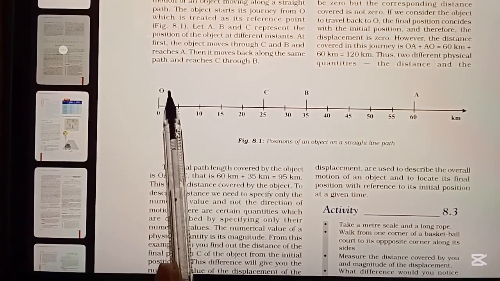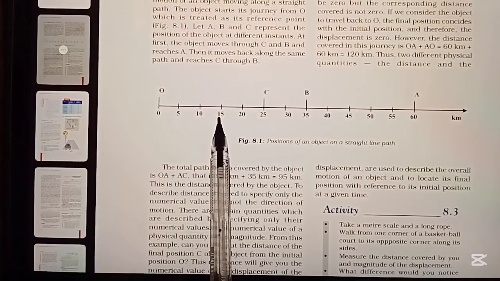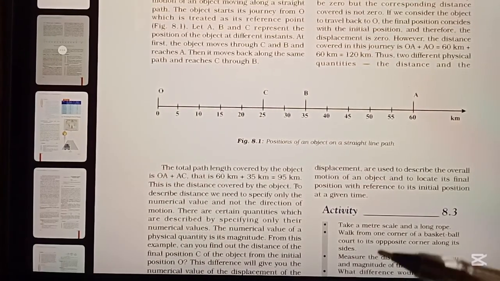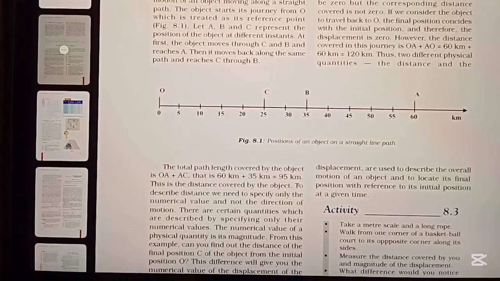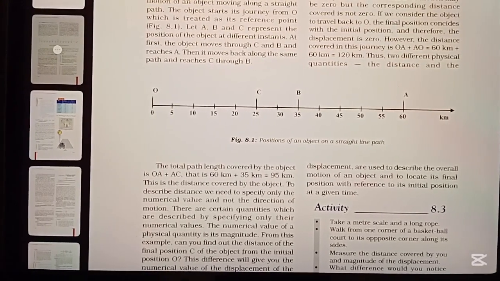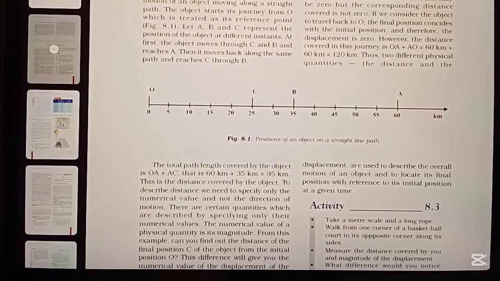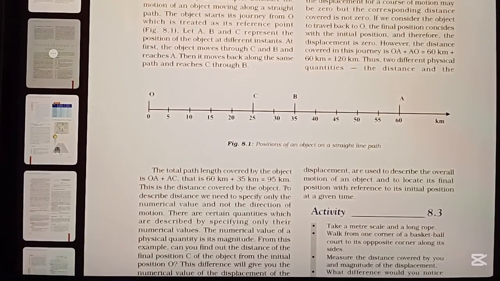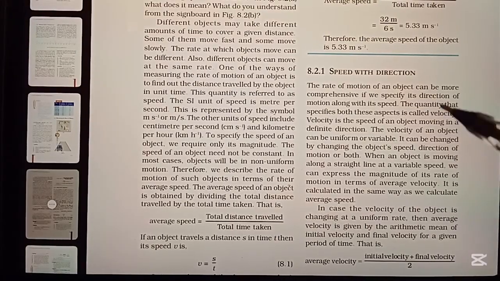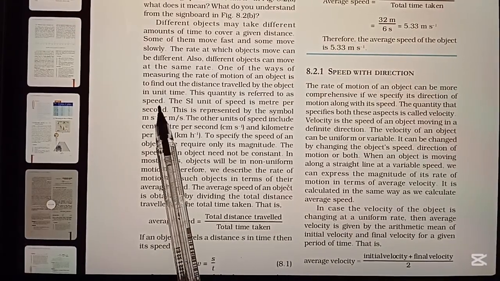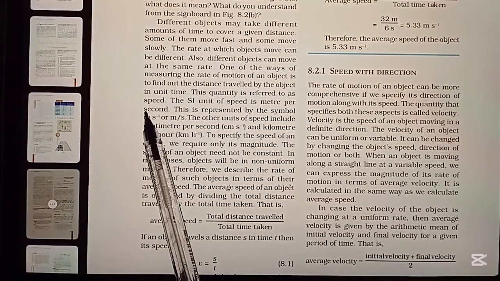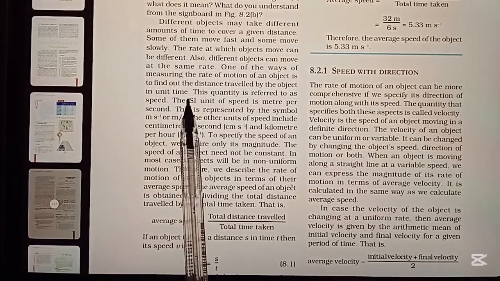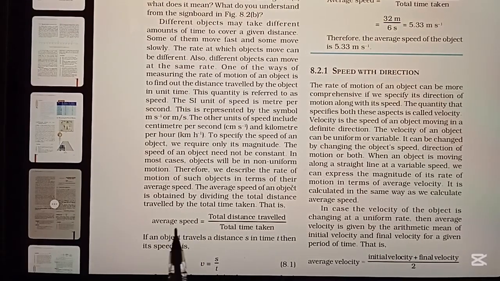Now if the object moves 5 kilometers in the first second and 10 kilometers in the second, that is non-uniform motion. Non-uniform motion is simply when the object moves different distances in the same time. So same time, different distance. The quantity that you need to have in mind in this concept is speed. What is speed? Speed is the distance traveled by the object in unit time. Unit time means in 1 second.